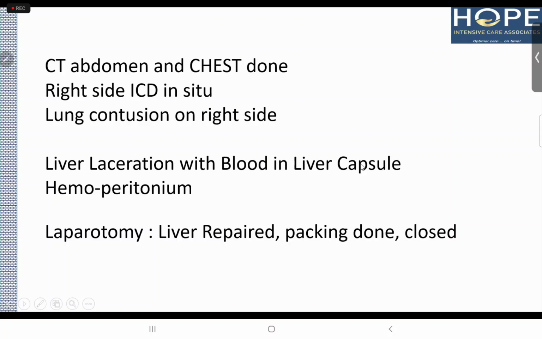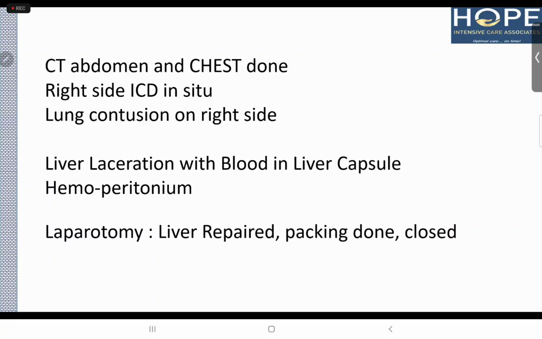Liver laceration with blood in the liver capsule was found. Hemoperitoneum was found, and this patient had a laparotomy. The liver was repaired, packing was done and closed, and thereafter he got stabilized. So, meaning thereby, he had hypovolemia. He might have bled externally because of injury on the face. He had internal bleeding. He had pneumothorax, and that's what caused obstructive shock.